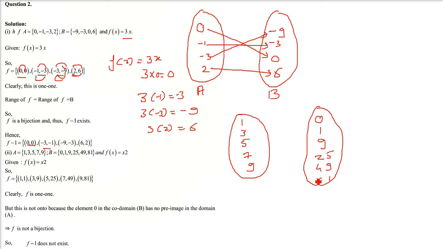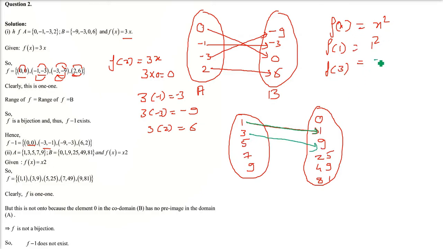So if you see, there are 5 elements in the first and 6 elements in the second. Just take the value of the domain: f1 is 1 square. f3 is 3 square, which is 9. And let us match it also. Then f5, 5 square is 25.